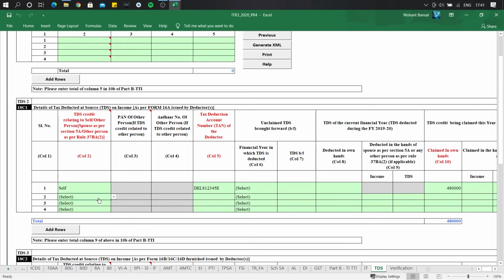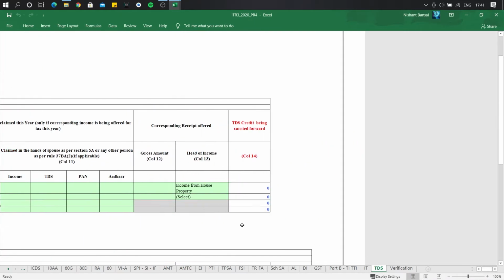Now we have one more TDS detail. TAN of the bank, done. Claimed in own hands: 20,000. Then the income is under the head other sources. Okay, so we have entered the TDS details as well.